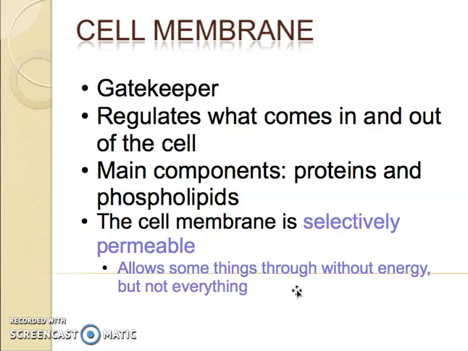Then there is a detailed structure of what the major function of the cell membrane is. You can see it acts as a gatekeeper. Whenever we have an entrance point, we have a person or some sort of entrance check on who is going to enter and who is not allowed to enter the facility. Same like that, in our cells we have a gatekeeper in the form of the cell membrane, which is responsible for letting some things in and out. It regulates what comes in and out of the cell, which is the same function as a gatekeeper. Then the main components are proteins and phospholipids.